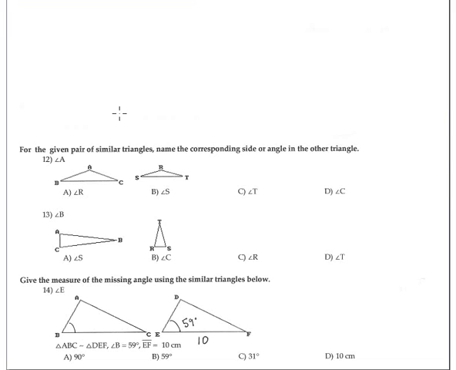Okay, number 12 and 13 are pretty easy. It's for the given pair of similar triangles, name the corresponding side or angle in the other triangle. It's obvious in 12 the angle A is associated with the angle R according to the position. In 13 the angle B is associated with the angle T.